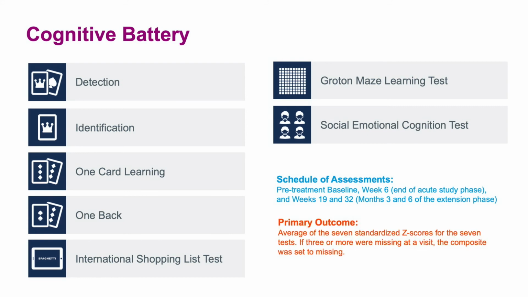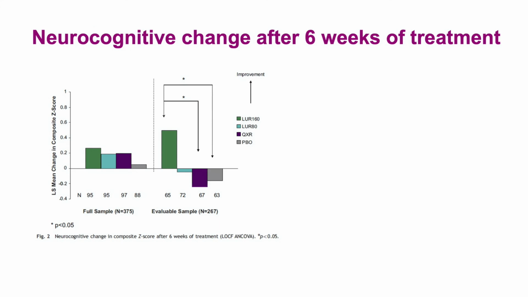Now, the primary outcome in this study was actually performance on this particular composite. So it was an entire composite comprising all 7 tests, and that was computed by taking an average of the standardized Z-scores across the 7 tests. Now, if 3 or more tests were missing at a particular visit, the composite was just set to missing overall. So let's have a look at some of the study findings.